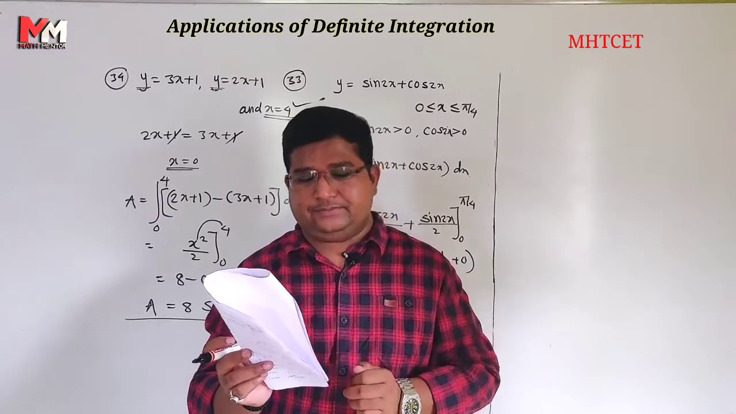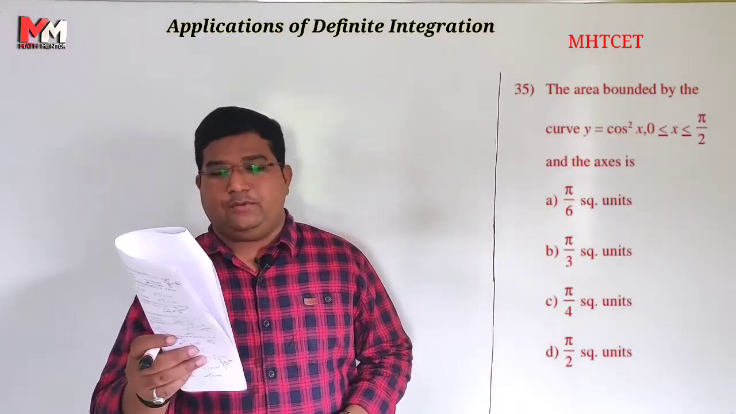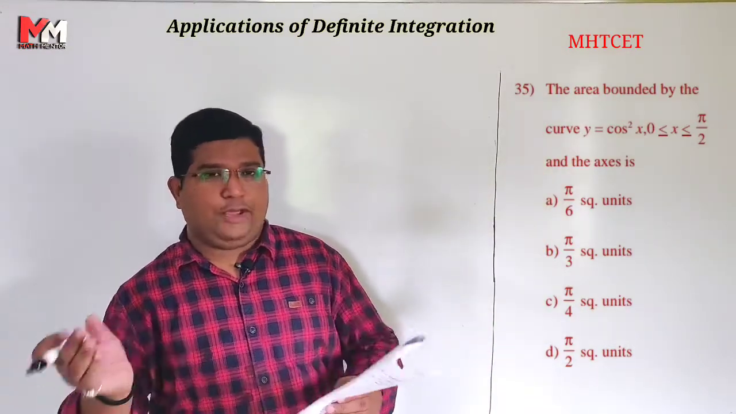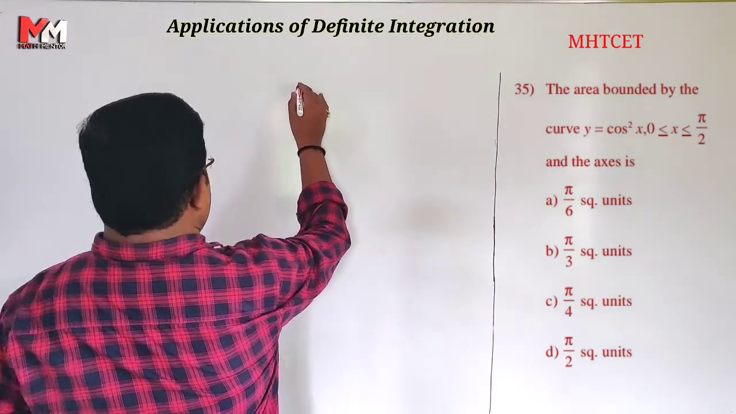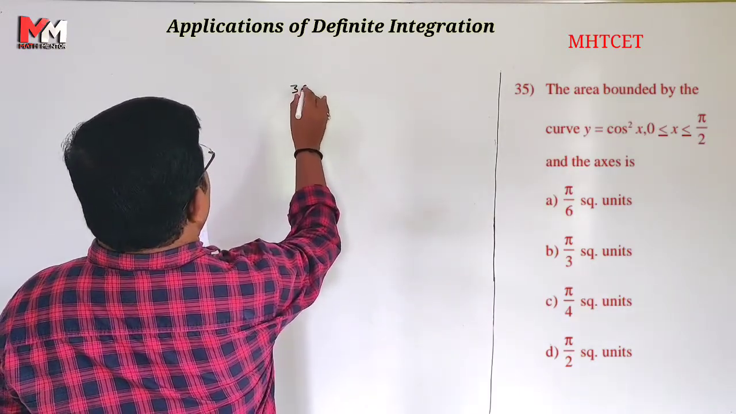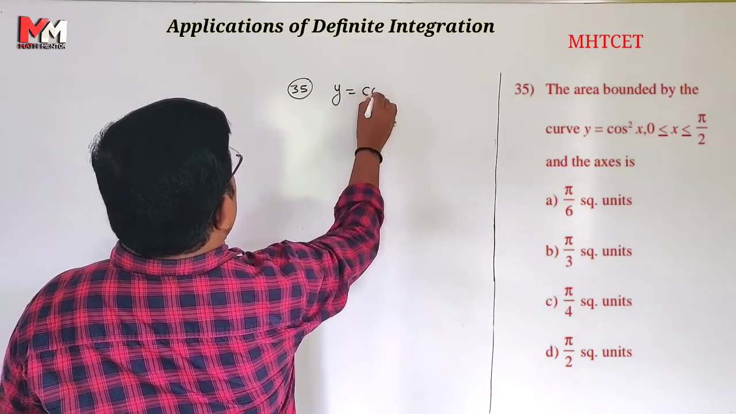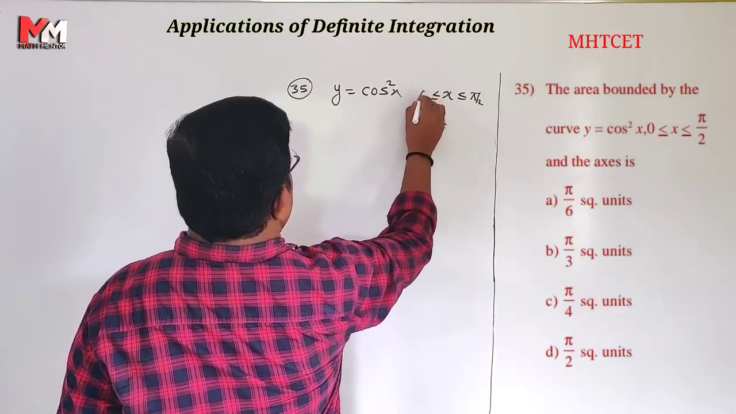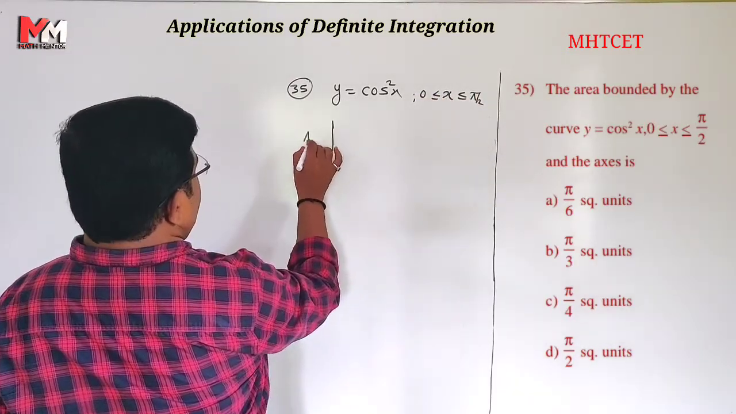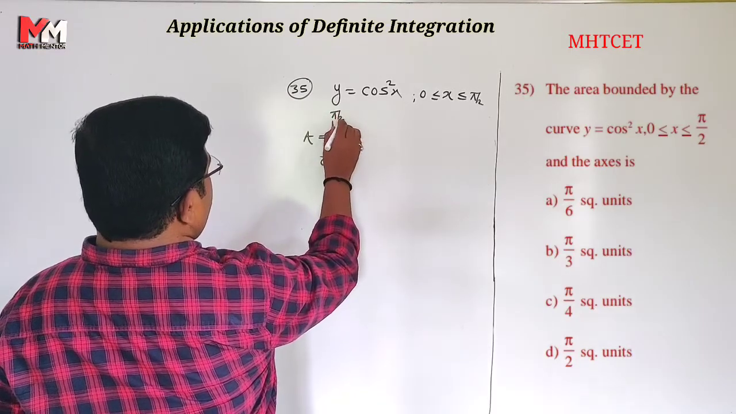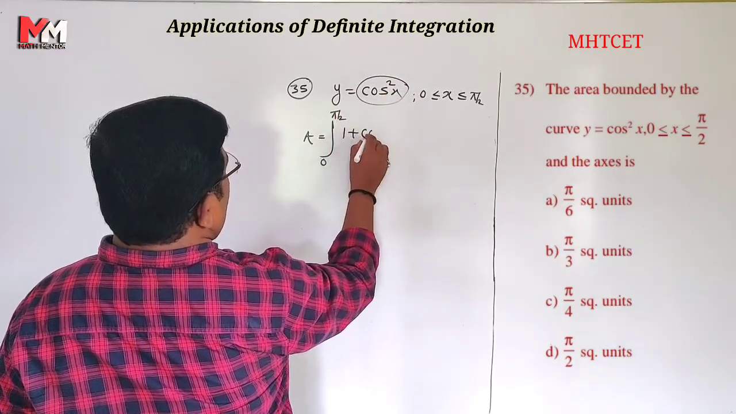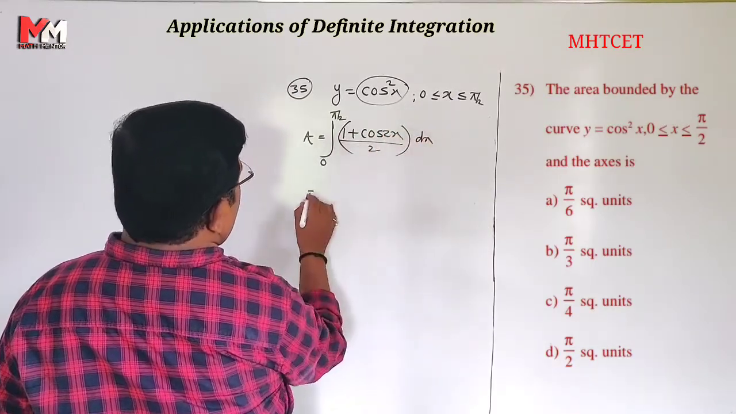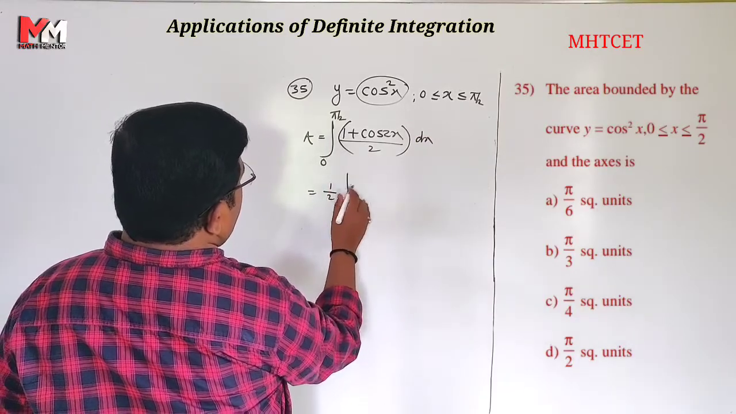Okay, next. Let's start MCQ number 35. The area bounded by the curve y is equal to cos square x, from 0 to pi by 2. The curve is y is equal to cos square x, x is less than or equal to pi by 2 and greater than or equal to 0. So the integration, that is the required area, from 0 to pi by 2. Cos square x is not integrable, so we write 1 plus cos 2x by 2. This is a multiple angle formula. The 2 goes outside the integration.